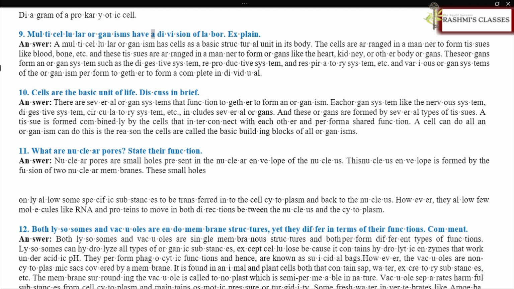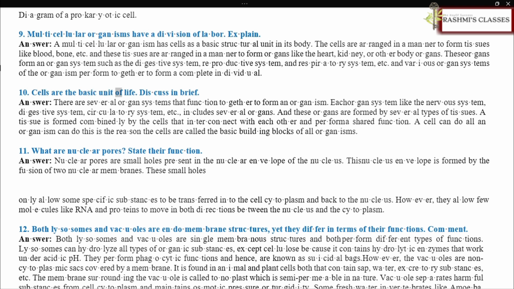Multicellular organisms have a division of labor. Explain. Answer. A multicellular organism has cells as a basic structural unit in its body. The cells are arranged in a manner to form tissues like blood, bone, etc., and these tissues are arranged in a manner to form organs like the heart, kidney, or other body organs. These organs form an organ system such as the digestive system, reproductive system, and respiratory system, etc., and various organ systems of the organism perform together to form a complete individual.